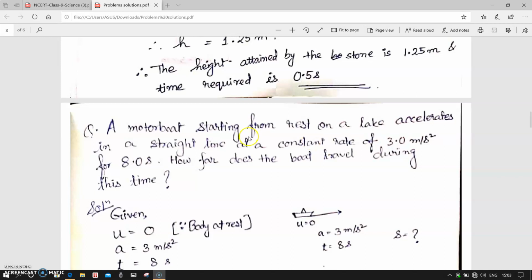So a motorboat starting from rest on a lake accelerates in a straight line at a constant rate of 3 meter per second square for 8 seconds.